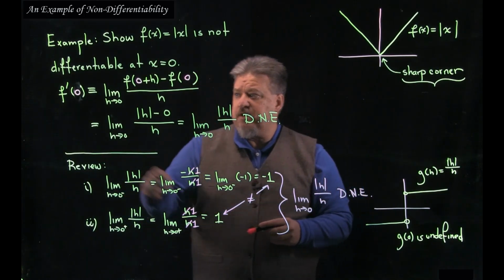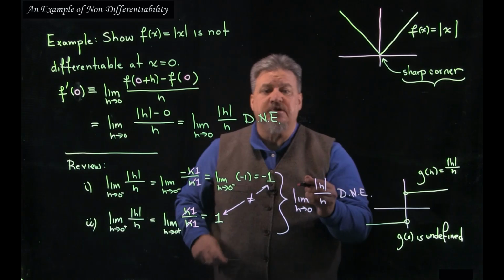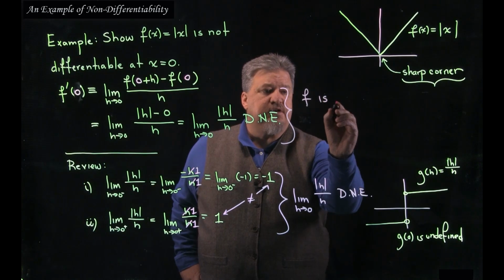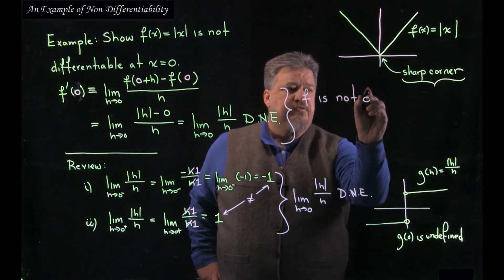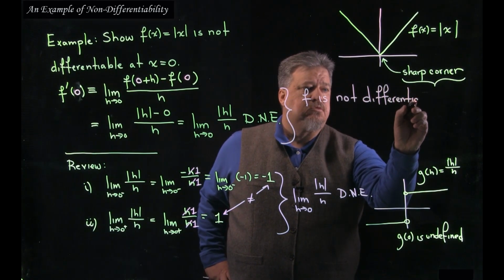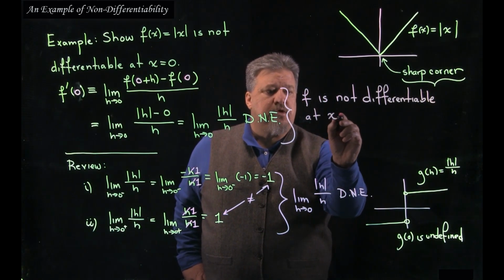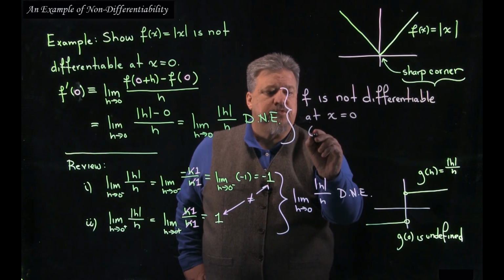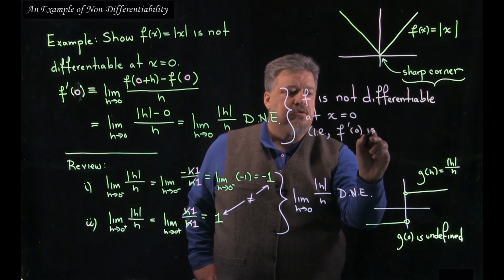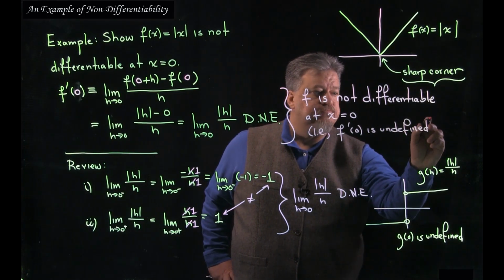Now let's go back to the problem at hand. All right, so f prime of 0, does it exist? No. So f prime of 0 is undefined. So what we say, f does not have a derivative there. f is not differentiable at x equals 0. I.e., another way to say that is f prime of 0 is undefined. Sometimes we write DNE for undefined here.